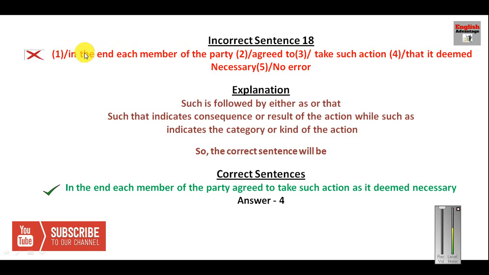So here there is no action. We are not talking about the consequence of the action. We are talking about the kind or category. So that is why here you have to replace this word with as. So here you have to write, in the end, each member of the party agreed to take such action as it deemed necessary. We are talking about the particular category of the action. We are not talking about the consequence or the result. So that is why this is the wrong part, and the answer will be 4.